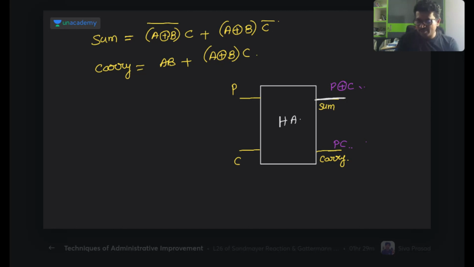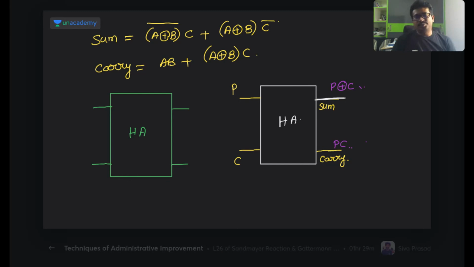Now I am taking one more half adder. This is another half adder. This also has two inputs and two outputs. Let us say the inputs are A and B. Here this is the sum of this half adder, and this is the carry of this half adder.